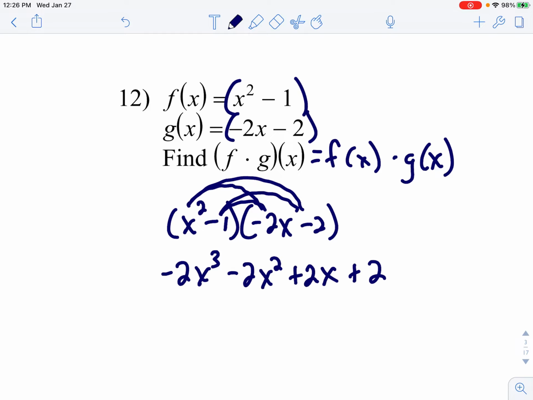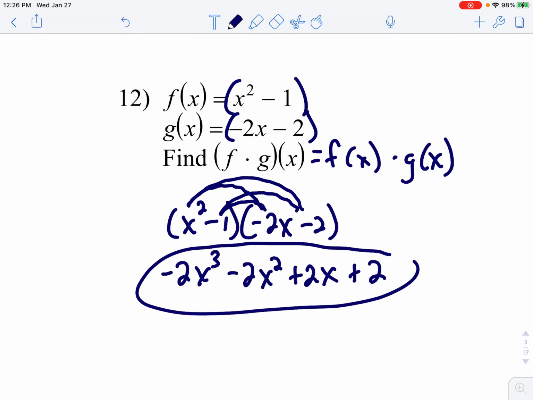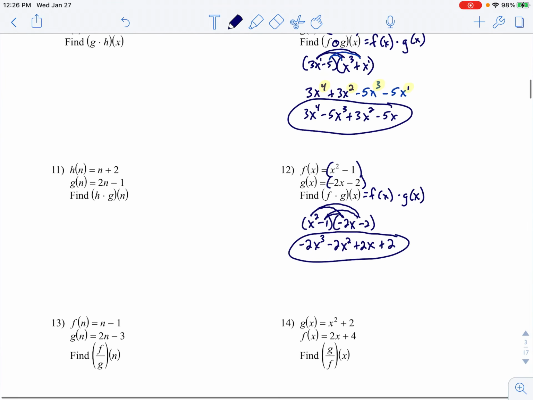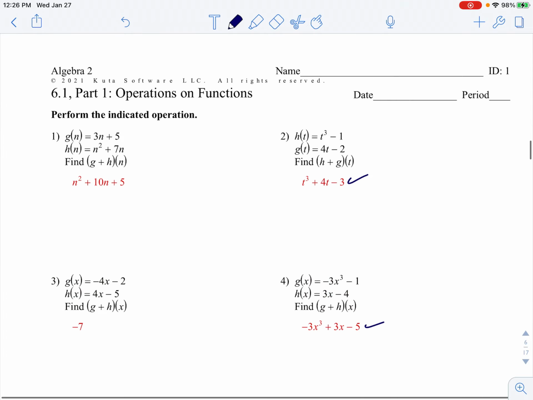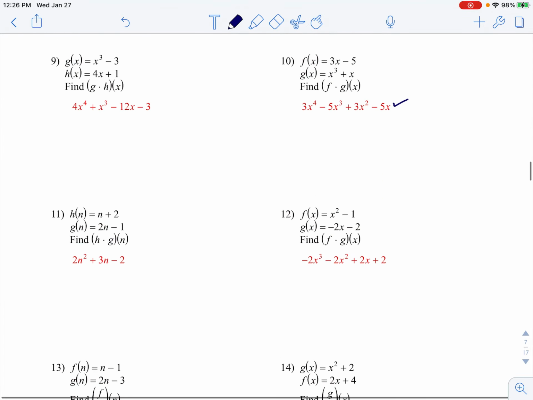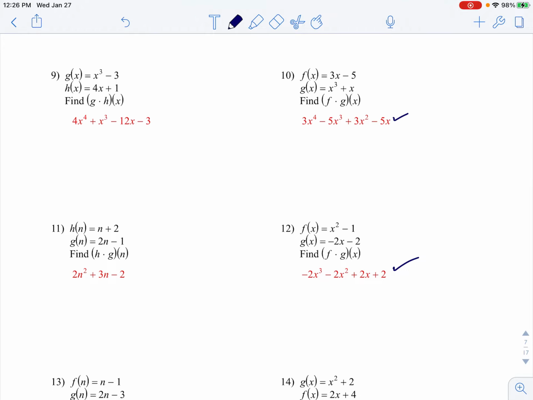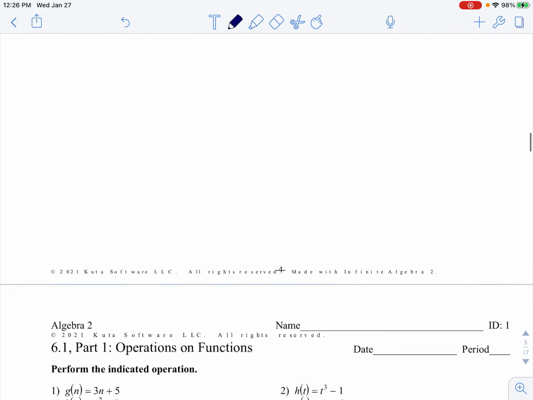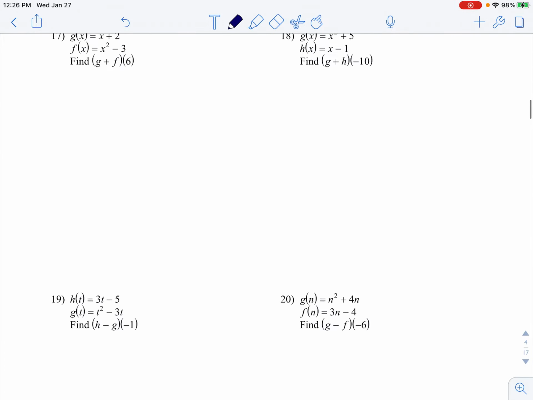There are no like terms, and the powers look like they're in the proper order, so that should be the answer to number 12. No extra fancy steps or anything, I think, right? And there it is. Brilliant. Wonderful. Doing just great.